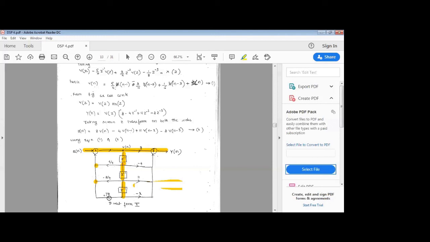What about my second expression? In the second expression, I'm trying to write in terms of y of n now. So my y of n will become what?